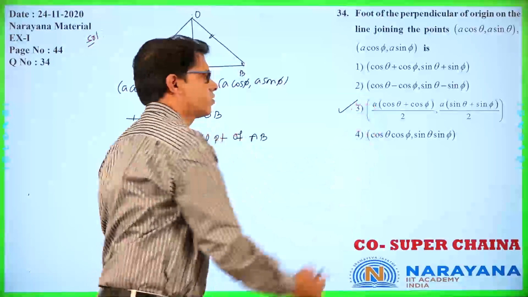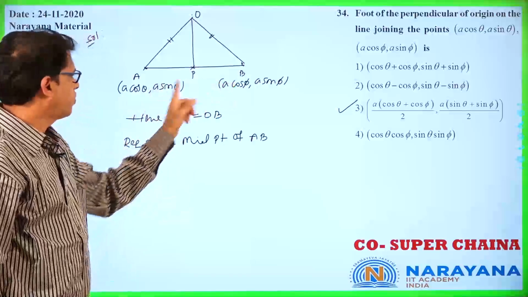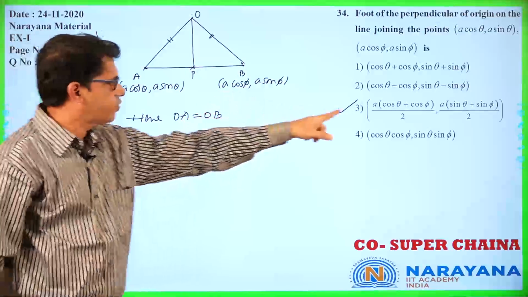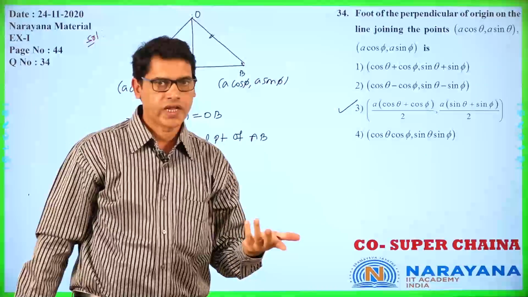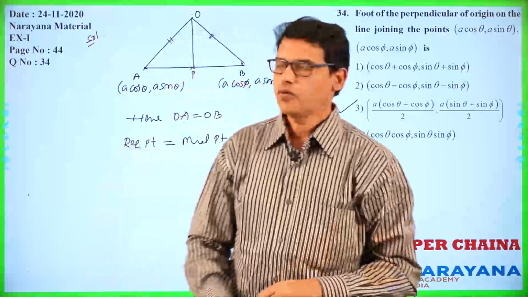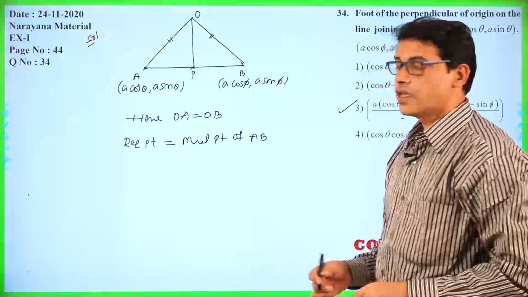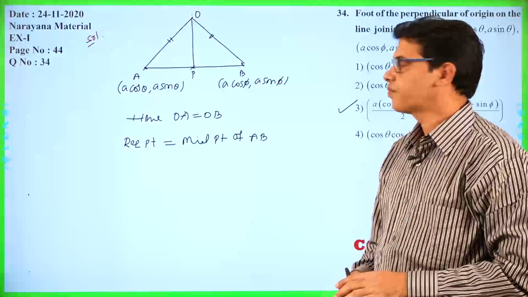Third option. x1 plus x2 by 2 is a cos theta plus a cos phi by 2, and y1 plus y2 by 2 similarly, so you can say the answer directly. So always think in all aspects when the question is given. Next one.